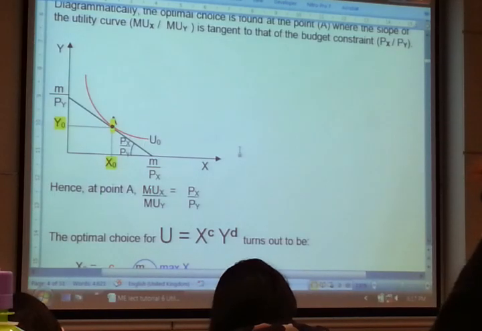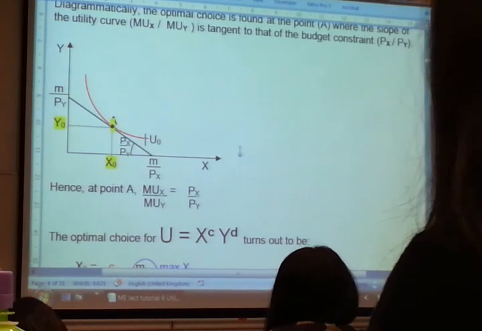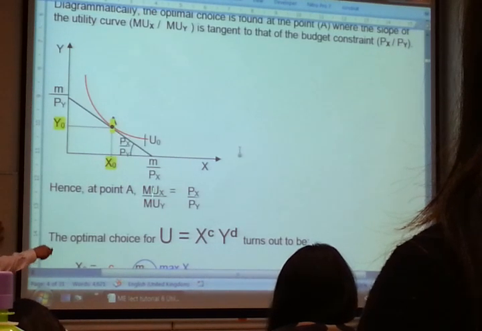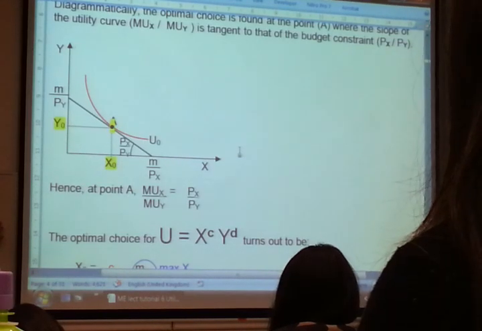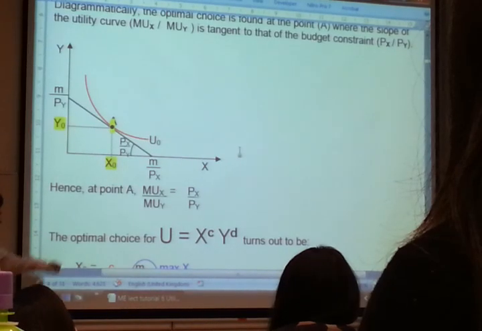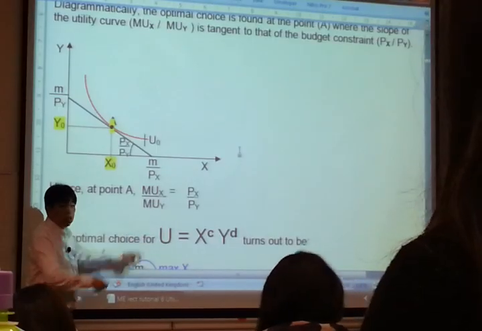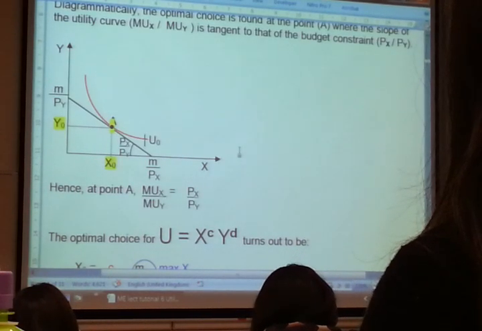So what's the slope of the utility curve equal to? You learned before. The utility comes from where? From x and from y, right? So therefore the slope of the utility curve is equal to MUx over MUy. Okay, comes from these two things. Any question? This is the mathematical expression for this point. So if you wish to find x naught and y naught, you solve this equation. That's all. Clear? Any question?